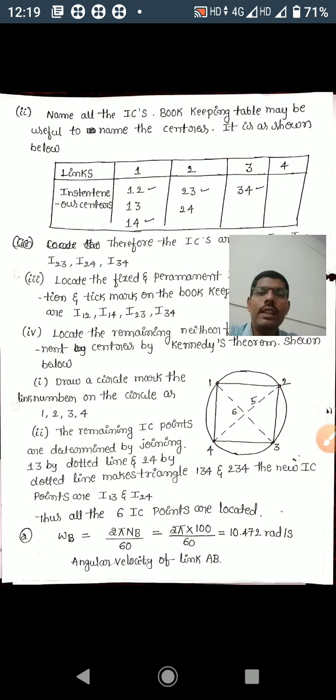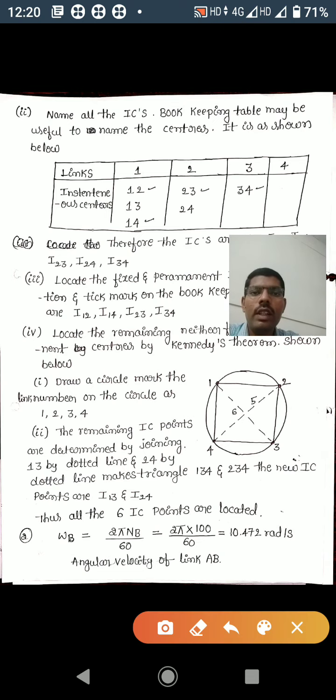How to write the instantaneous centers: if you take the first link as reference, you add the remaining second, third and fourth links, that means 12, 13, 14. If you take the second link, the remaining 3 and 4: 23, 24. If you take the third link, 34. Then for the fourth, there is no next link, so it is blank. So the first link makes 12, 13, 14, the second makes 23, 24, the third makes 34, and there are no links after link 4, so it is blank.